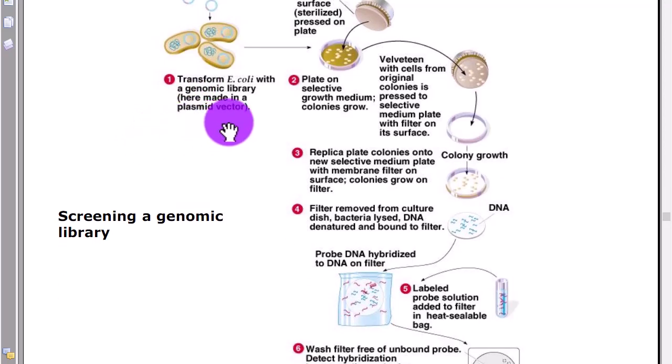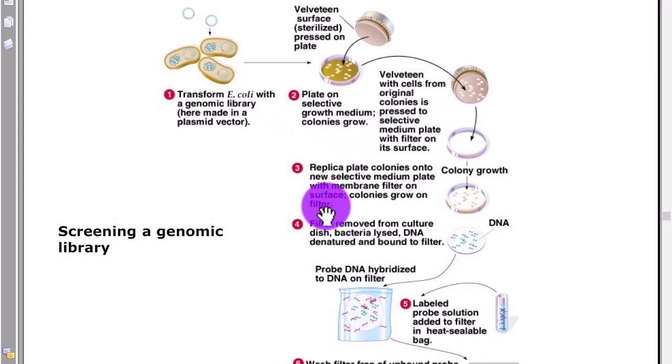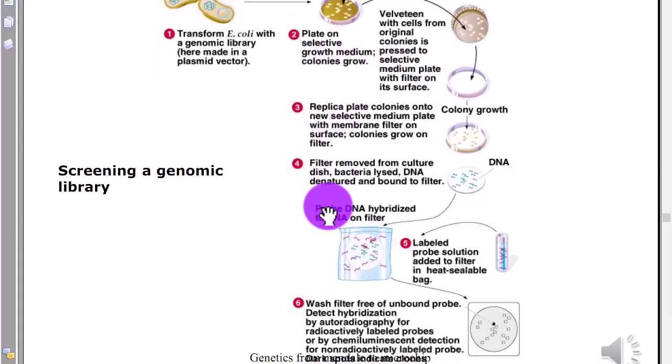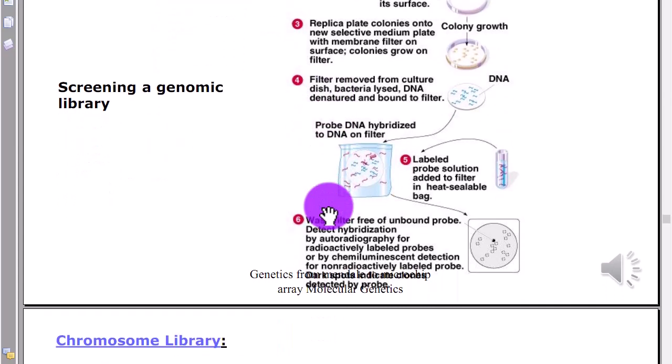Transform E. coli with the genomic library. A sterilized velvet surface is pressed on the plate. Plate on selective growth medium and colonies grow. Replicate plate colonies onto new selective medium. The filter is removed from the culture dish. DNA is denatured and bound to the filter.